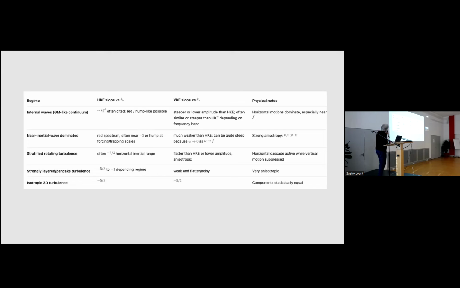Okay. For the vertical, we know that for stratified rotating turbulence, we're not going to have a -5/3 one. It's going to be much steeper.